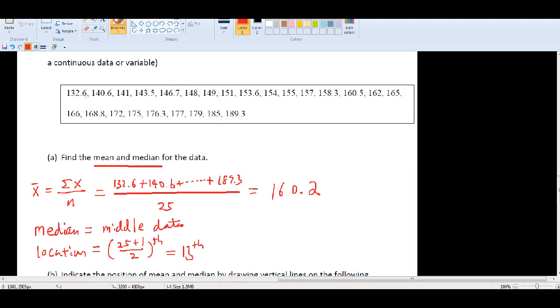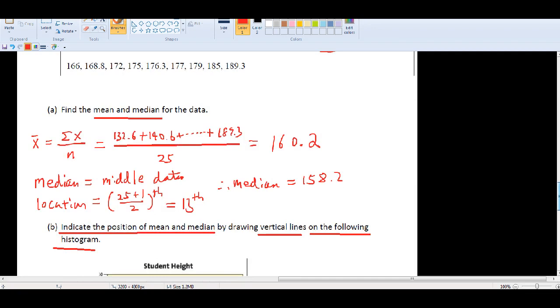So 132.6 is the first one in ascending order. 1, 2, 3, 4, 5, 6, 7, 8, 9, 10, 11, 12, 13. So this one will be our 13th data. So that one will be our median. So for this group of data, you see the mean and median, they are quite close. Alright, but that's what we have learned before.